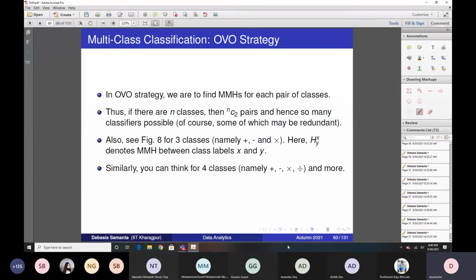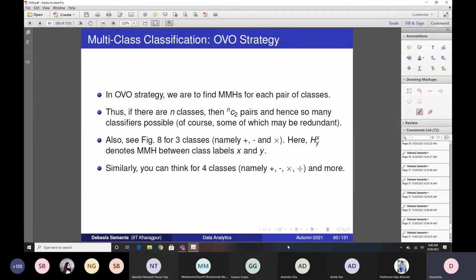Now, if there are n classes, how many such hyperplanes need to be considered? Taking two classes at a time, there are all possible NC2 pairs. This means NC2 subsets of two-class data, and correspondingly that many classifiers, support vector machines, hyperplanes, or decision makers.